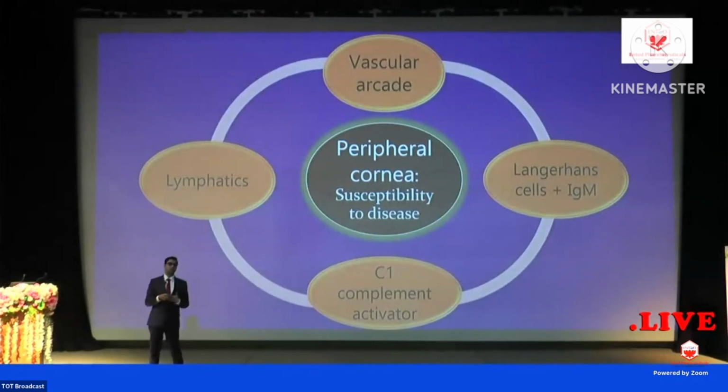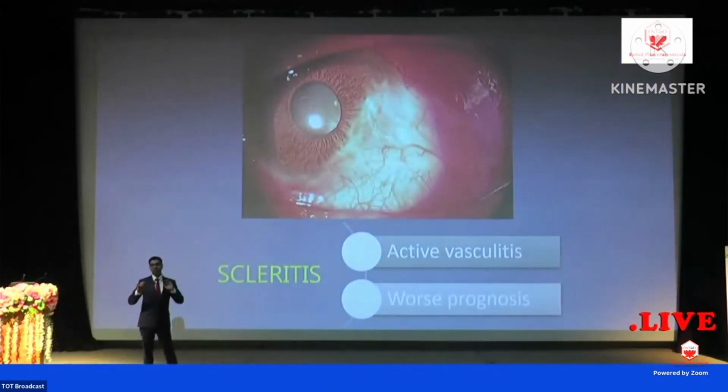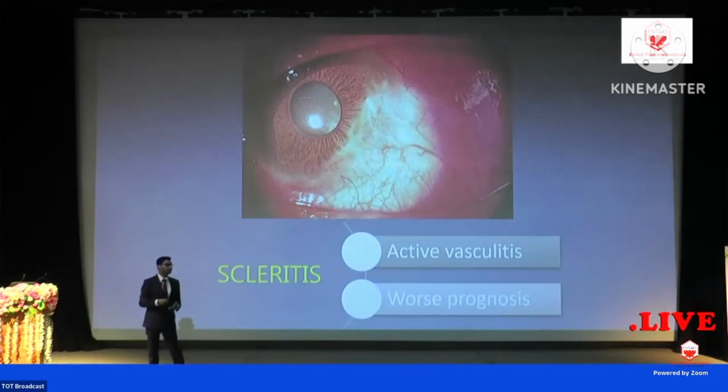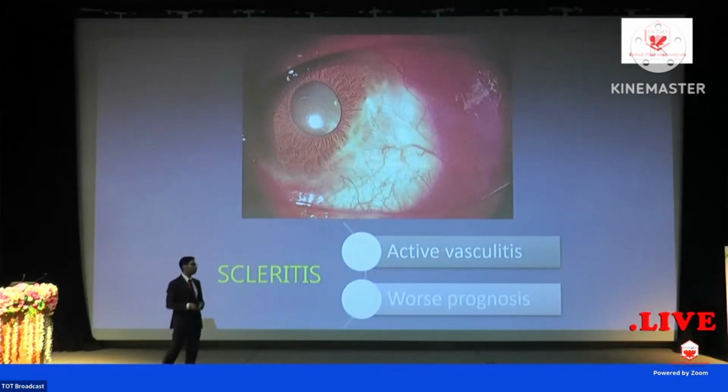Why is it that the peripheral cornea is so susceptible to autoimmune systemic processes? It is because of certain anatomical distinctions of the peripheral cornea, namely the presence of a vascular arcade, abundance of lymphatics, Langerhans cells, IgM, and complement activating factors. The absence or presence of scleritis is extremely important in a case of PUK because scleritis indicates the presence of an active vasculitis, number one, and sometimes it prognosticates a worse outcome as well.